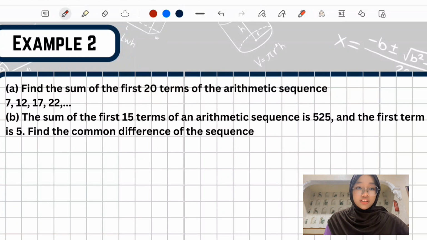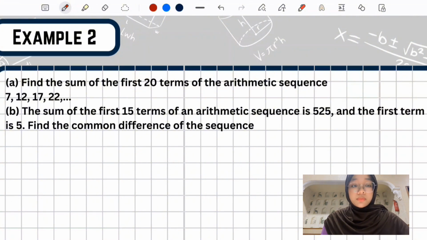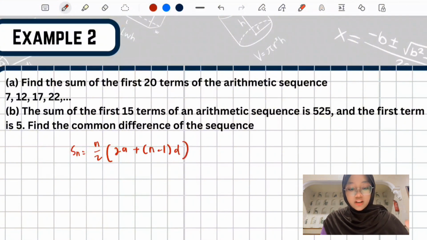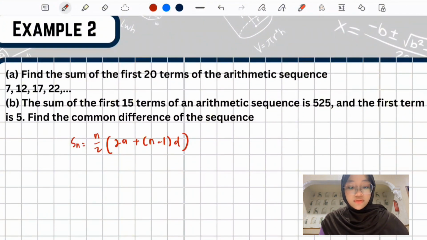Moving on to the second example, which is finding the sum of the first n terms, we will be using the Sn formula, which is n over 2 multiplied by (2a + (n - 1)d). Sn is the sum of the first n terms, which is the total. a is the first term, n is the number of terms, and d is the common difference, same as the last formula.